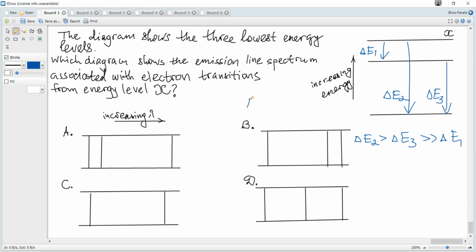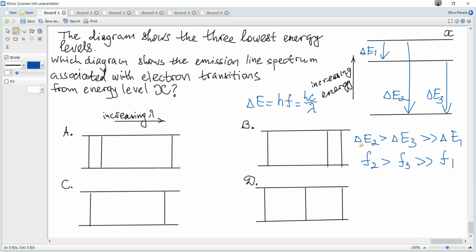And we know formulas that change in energy is equal to the energy of released photon, which is hf or hc over lambda. And we can see that delta E is directly proportional to frequency. Hence, for frequency we get that frequency 2 is greater than frequency 3 and much greater than frequency 1.